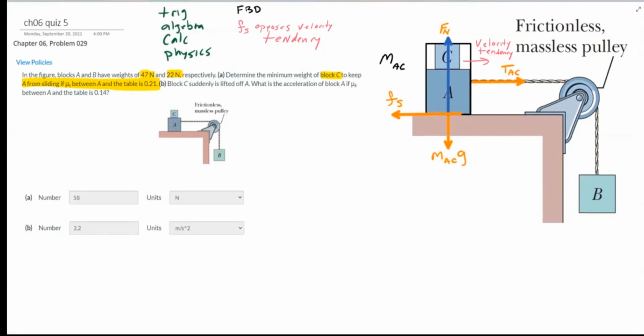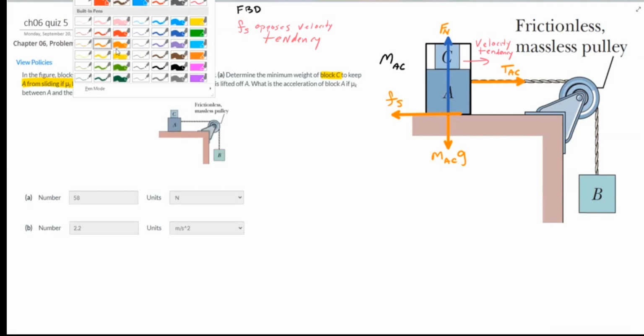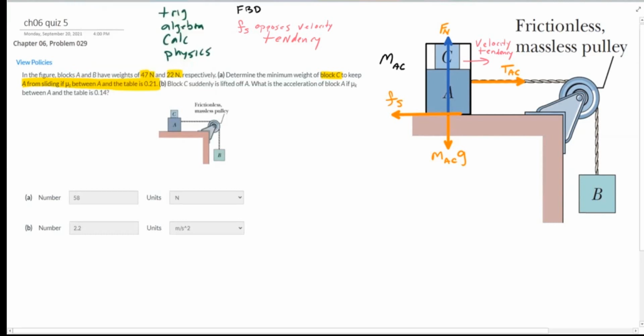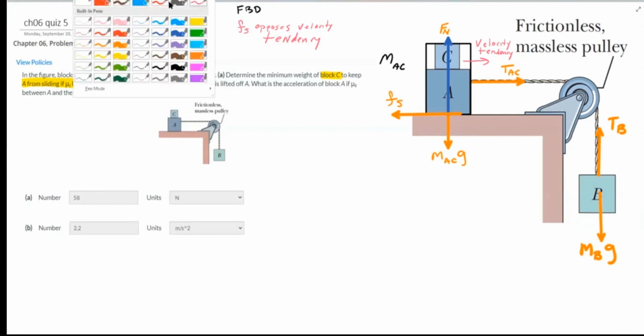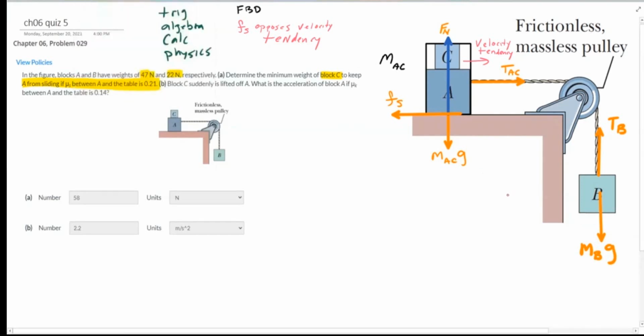What about for this mass right here? I've got tension going up. This is tension acting on B. I've got the weight force pulling block B downward, acting from the center of mass. This is mass of B times g, and that's it. Those are my only 2 forces acting on block B.